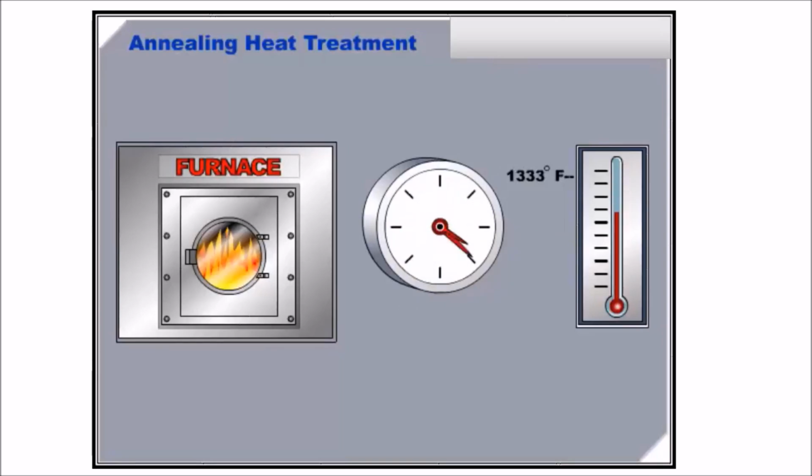In a furnace heat treatment, this cooling is usually done by turning off the furnace power and allowing the part to cool to room temperature while remaining in the furnace.